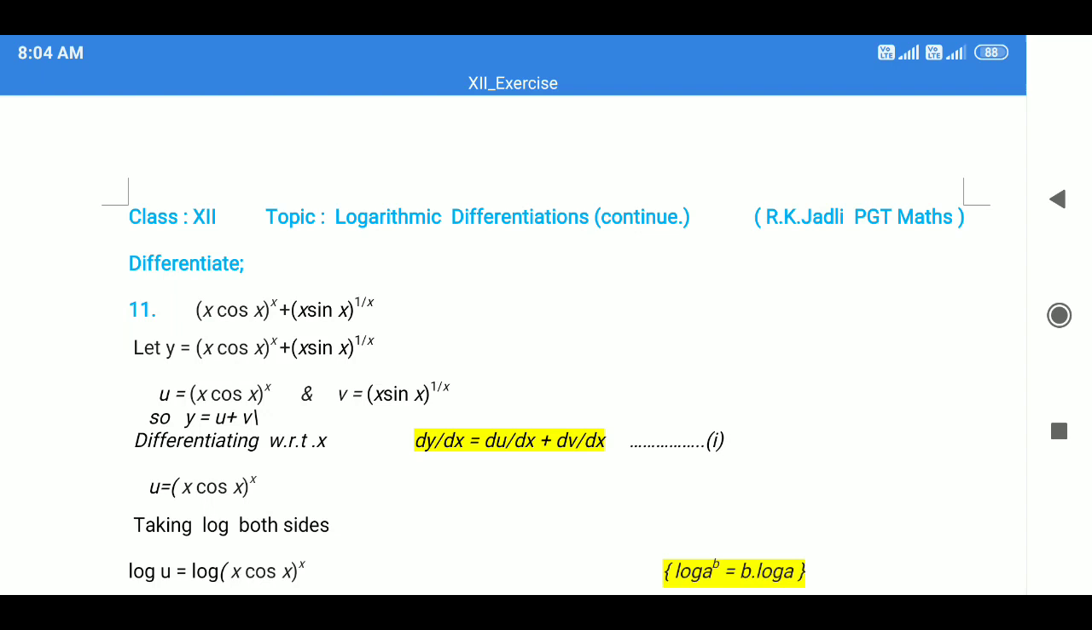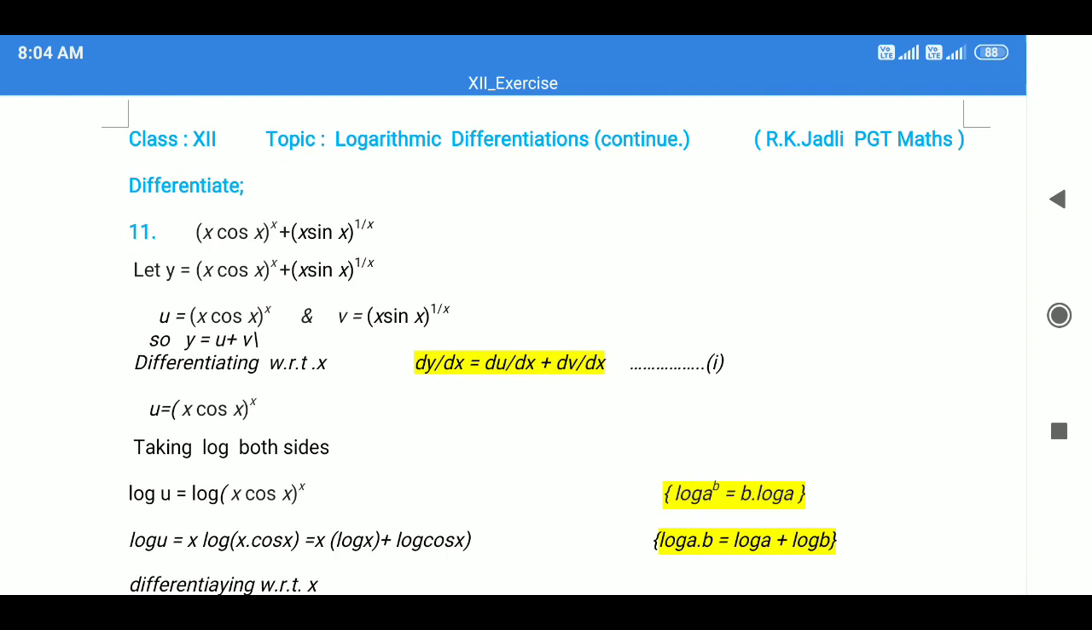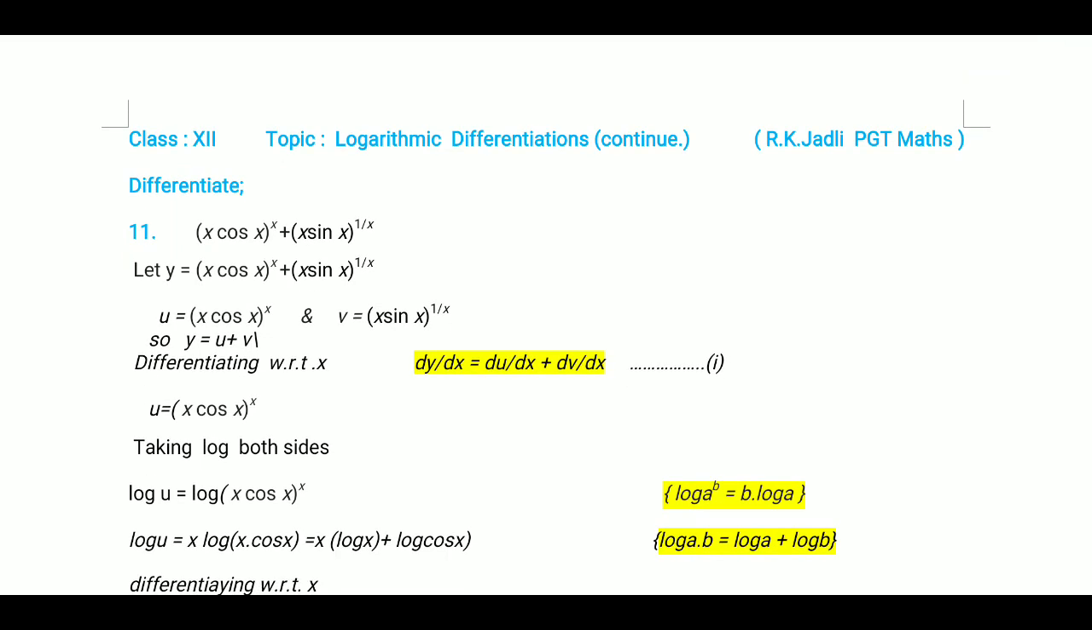Just you see here, u is (x cos x)^x and v is (x sin x)^(1/x). Now you get y is equal to u plus v. Always we consider the given function as y in case of logarithmic differentiation, or when we take log. So we consider y is equal to u plus v.